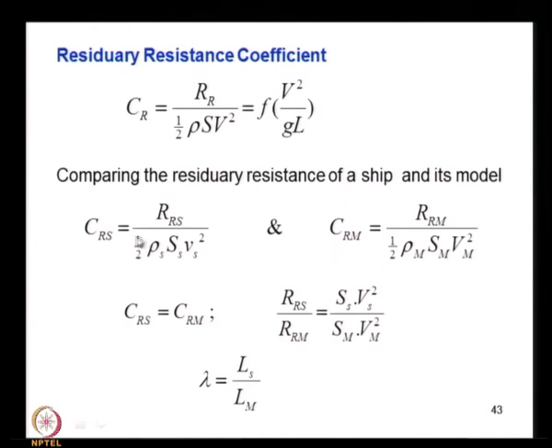So, from these relations, since this is satisfied, CRS is equal to CRM. That is what it infers when you satisfy this. When you take the ratio of these two quantities, assuming the density is the same water in both cases, you get this relation, that is RRS is equal to this quantity. And I think we will continue in the next class.